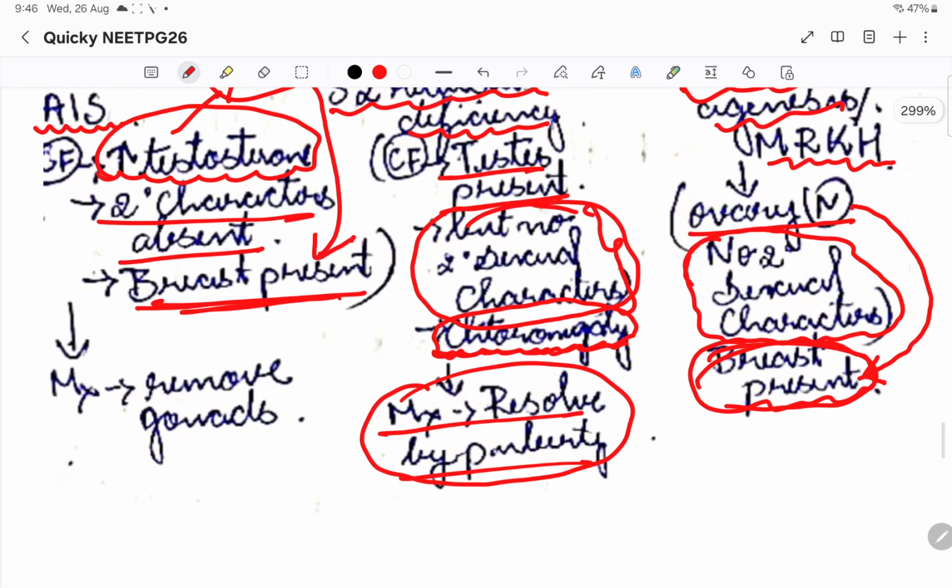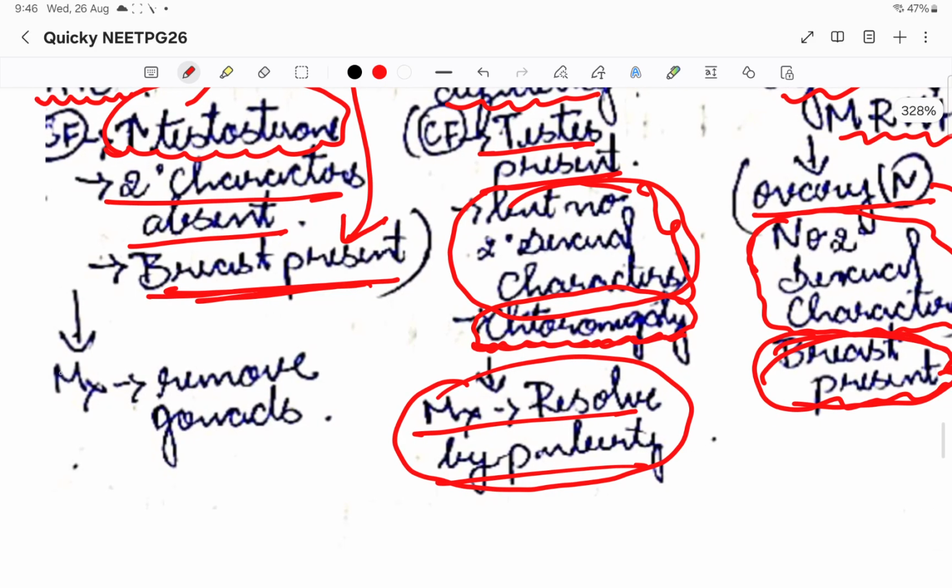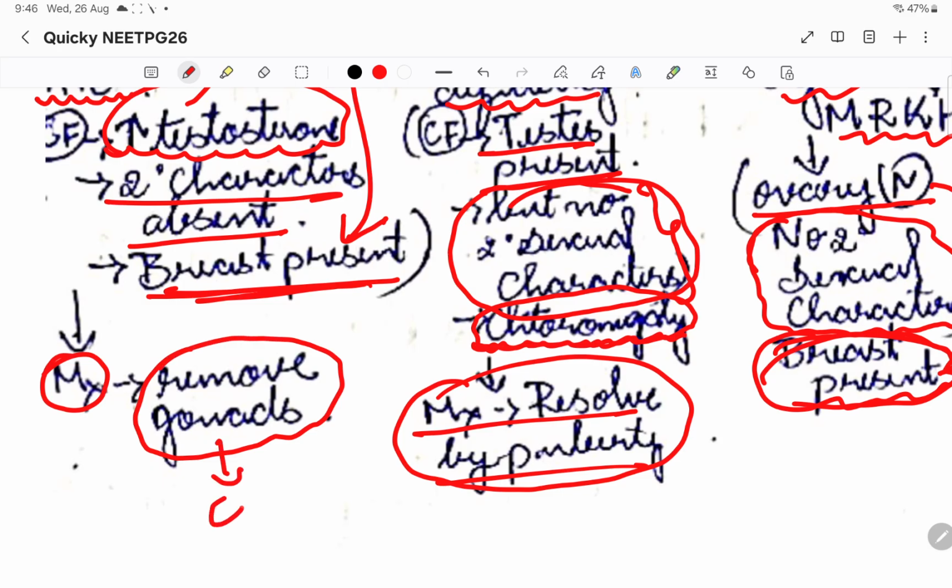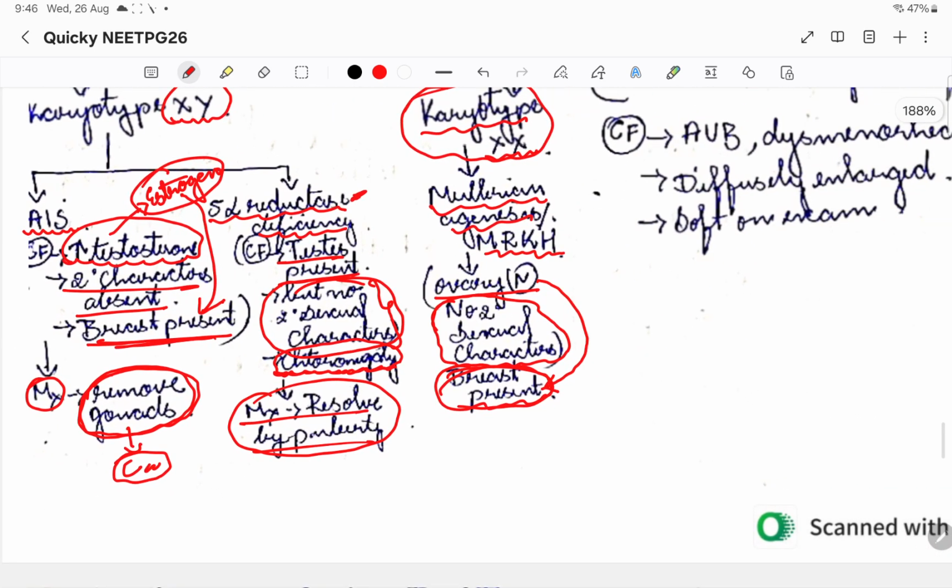Whereas in AIS, the management is that we should remove the gonads, because this might turn into a germinoma cancer. There is no differentiation of it into ovary or testis, so the gonad should be removed from the abdomen, or it might also be lodged in the inguinal canal. That is why we'll have to remove the gonads. That is the mainstay of treatment in AIS.